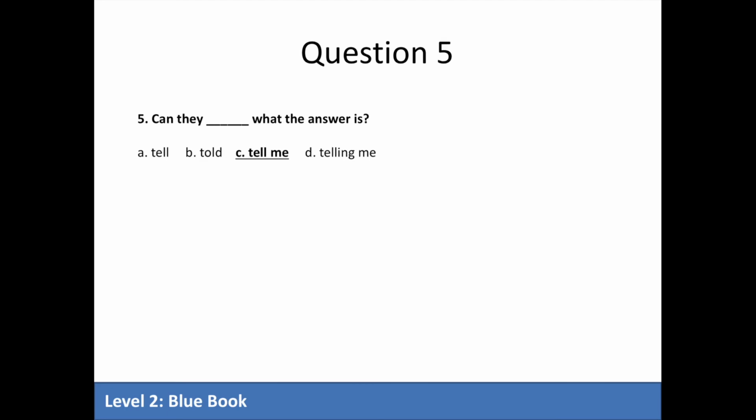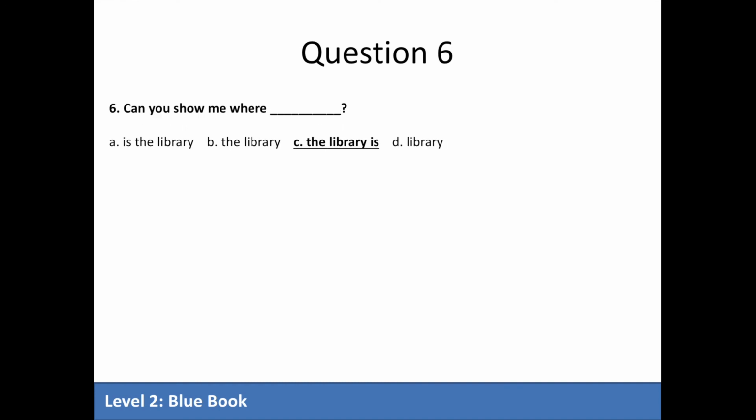Question 5. Can they blank what the answer is? Here we have the modal, then the subject. We'll need the verb followed by the object, so C is the correct answer. Question 6. Can you show me where blank? Remember, for a two-part question, we need to use sentence structure. So where blank, we need the subject first, then the verb. So C is the correct answer.